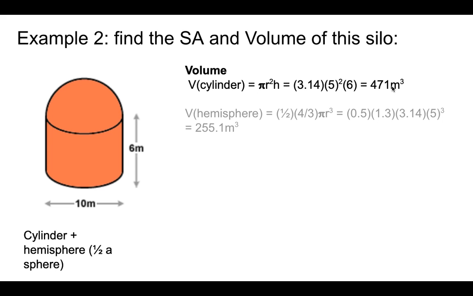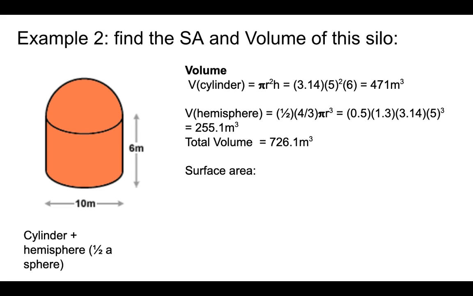The volume of the hemisphere is half of the volume of a sphere. So remember, the volume of a sphere is given by 4/3 pi r cubed. So half is 0.5, 4/3 is 1.3, pi is 3.14, and then we put 5 in for r, and that's r cubed. So that becomes 125. So if we multiply all those numbers, you get 235.1 meters cubed. So that means our total volume, adding these two together, is 726.1 meters cubed.